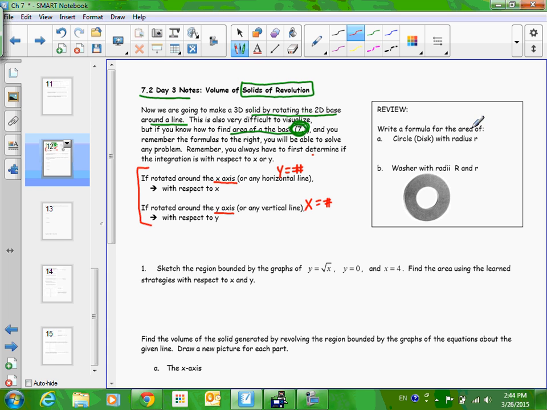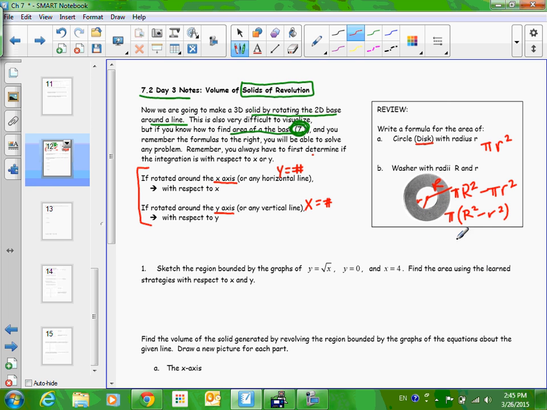What is the area of a circle, or sometimes this is called a disk? Pi r squared. With the washer, it's a little bit different because you have a big radius and then you have a little radius. So it's going to be pi big R squared minus pi little r squared. Or another way to write this would be to factor out the pi.